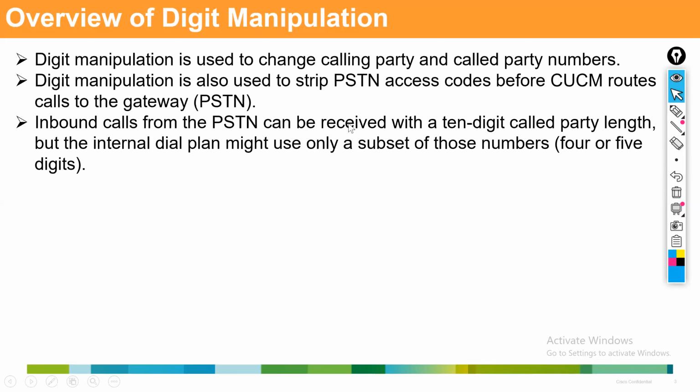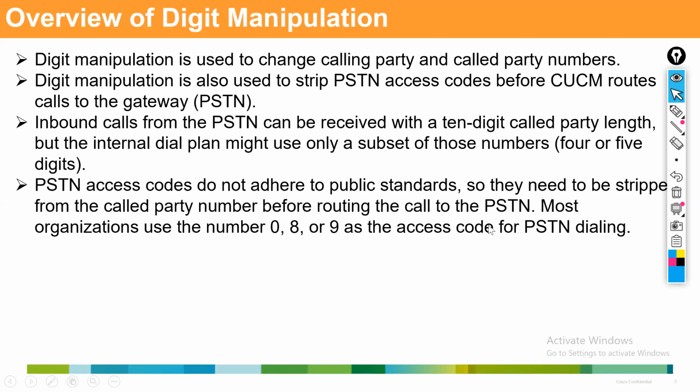An inbound call from the PSTN can be received with a 10-digit called party length, but the internal dial plan might use only a subset of those numbers, 4 or 5 digits. From the outside, we dial the complete DID number of 10 digits, but internally we have only a 4 or 5 digit extension. It has to be converted from 10 to a 4 or 5 digit extension. For that also, we require manipulation.